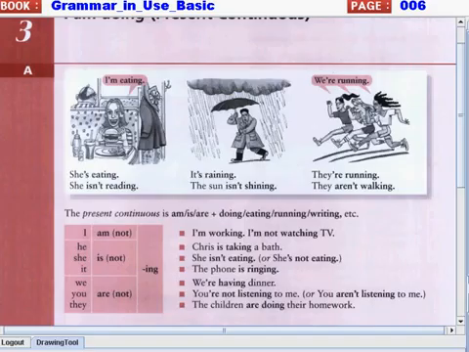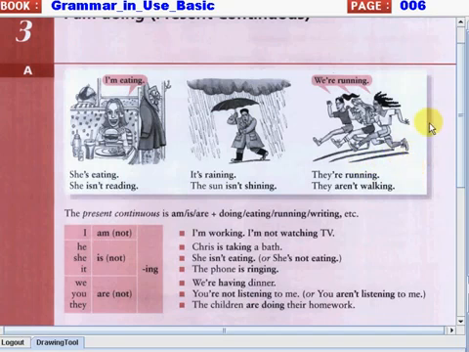Now, let's have more examples. Let's discuss letter A in our book. Let's look at these pictures and read the sentences below them. We can see a girl in this picture. She said, I'm eating. She's eating. She isn't reading. She's eating. Next picture. It's raining. The sun isn't shining.